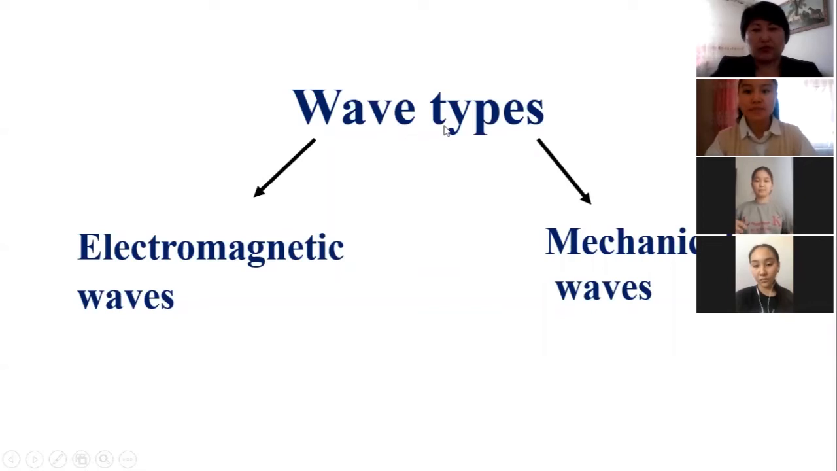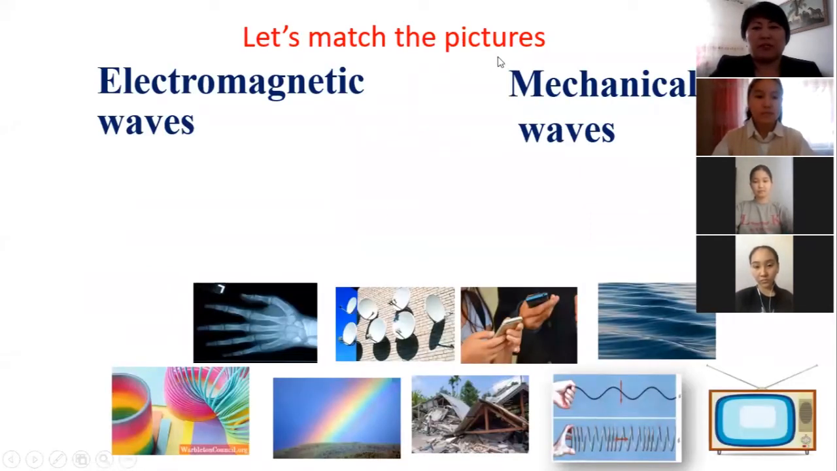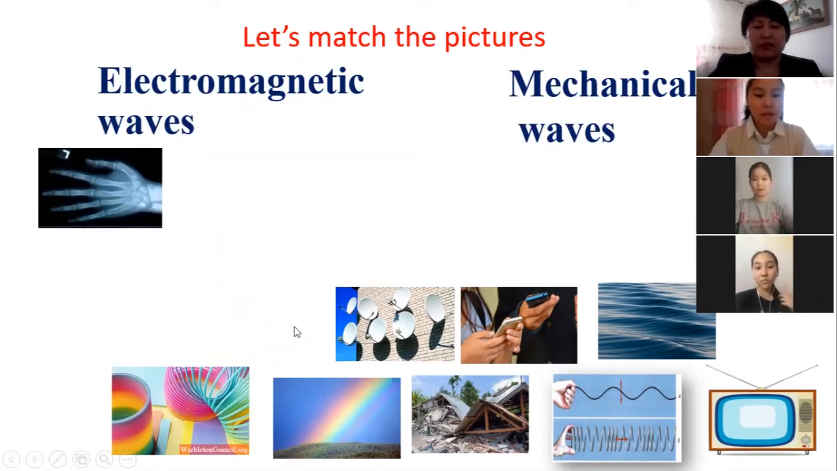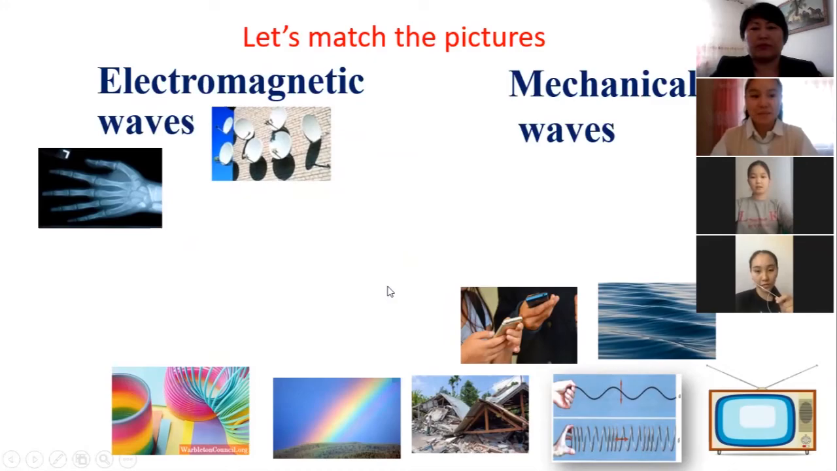Waves are of two types. There are mechanical waves and electromagnetic waves. Let's match the pictures. Electromagnetic and mechanical waves. What is it? X-ray. I think electromagnetic waves. Yeah, X-rays are electromagnetic waves. Good. Next. What is it? Radio waves, also electromagnetic waves. Mechanical waves. Good.